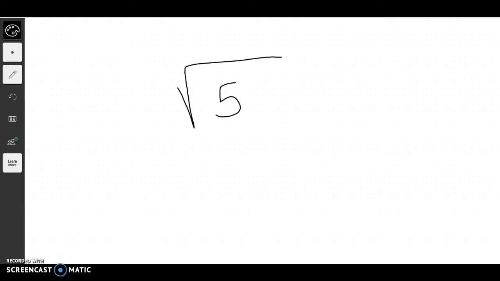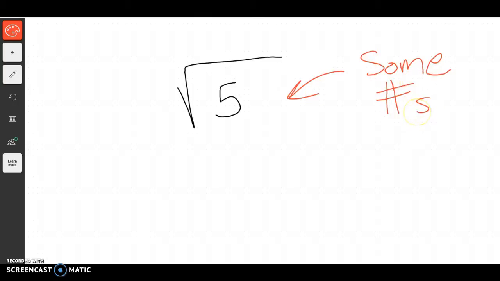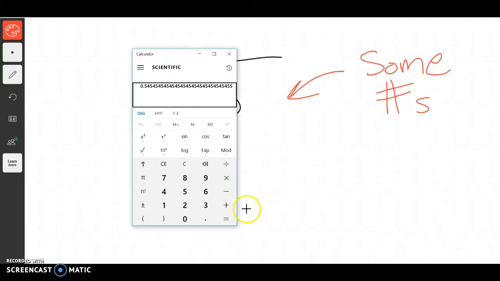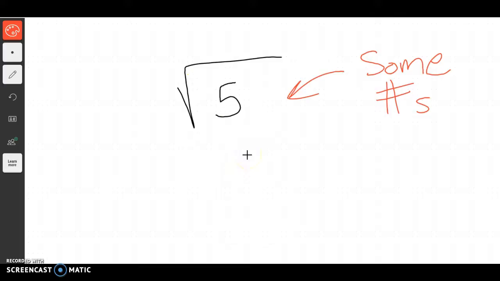Because the definition of a variable is a letter that represents some number, but you don't know what that number is. So radical 5 is essentially a symbol to represent some number that you don't know. Now you can approximate that number. It's around 2, like 2.1. If you get a calculator and take the radical of 5, it's 2.2 something. But again, it's some number that you're not quite sure what it is.